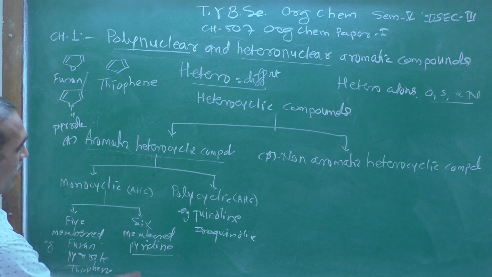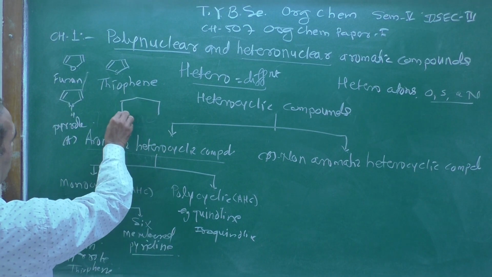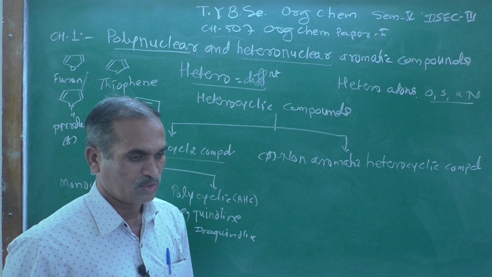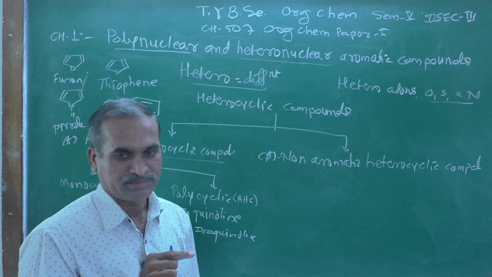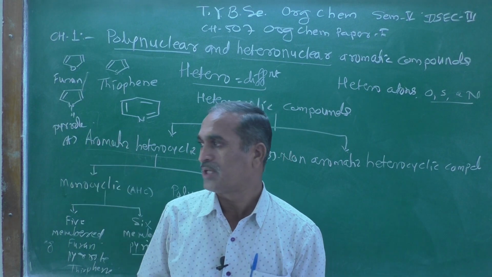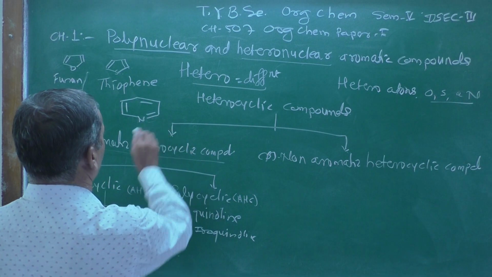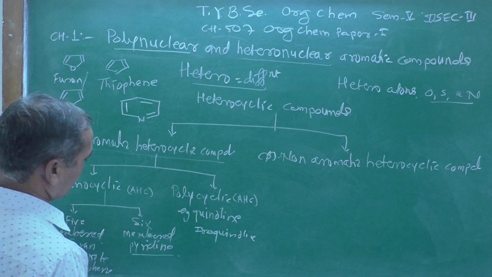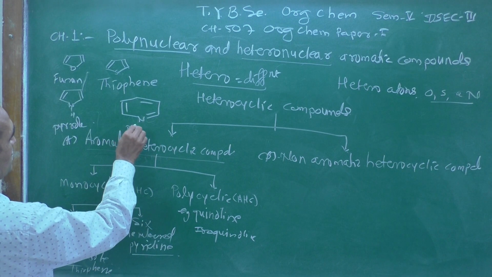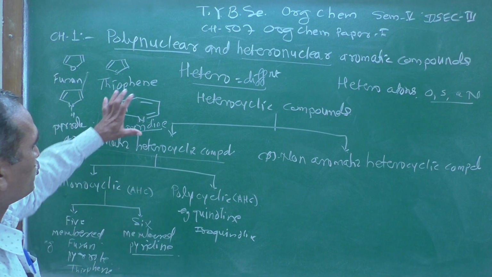And now a 6-membered ring. The 6-membered ring is generally similar to benzene, but benzene has all carbon atoms involved in the ring formation, whereas here, in addition to carbon, one nitrogen atom is present, and therefore it is termed a 6-membered heterocyclic aromatic compound. The name of this compound is pyridine, which is shown over here.